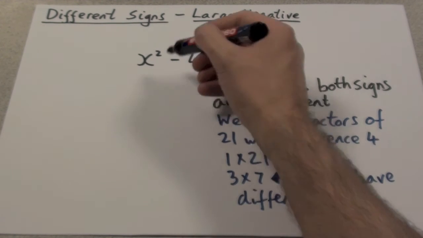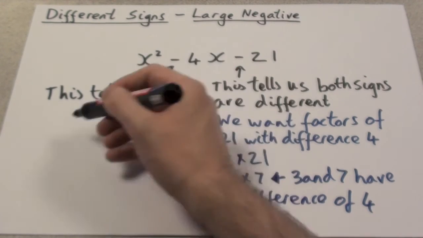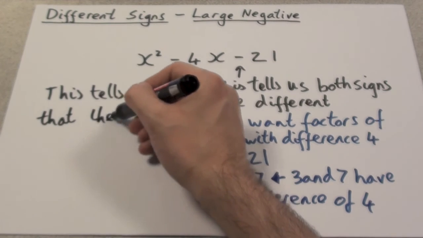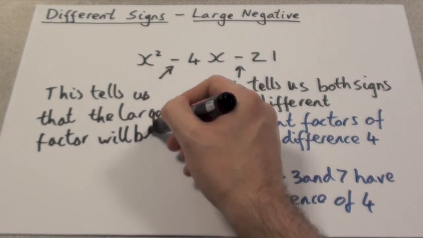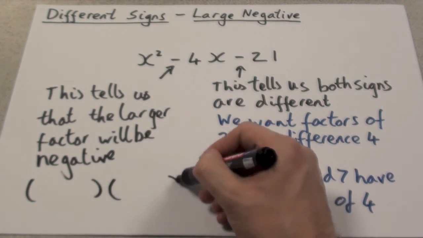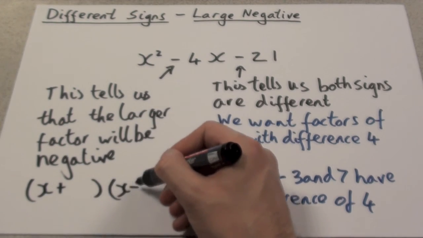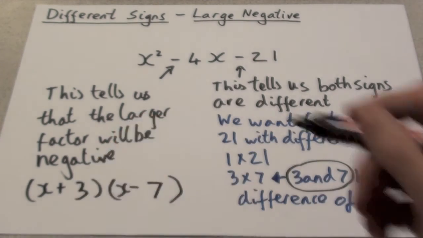We now look at the first sign, which is a minus. This tells us that the larger factor is going to go on the negative sign. So when we set up our brackets with x at the start and a plus and a minus for different signs, as so, we put our 7, the larger factor, on the negative and 3 on the positive.